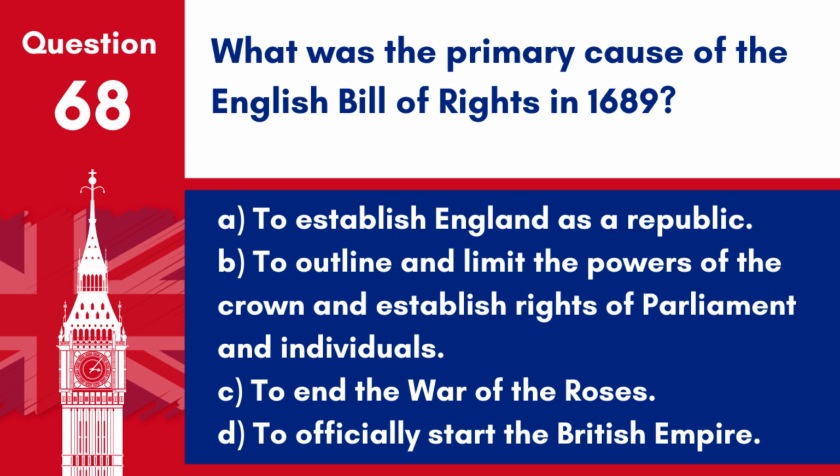Answer B. To outline and limit the powers of the Crown and establish rights of Parliament and individuals. The English Bill of Rights was a response to the conflicts and abuses of power by monarchs, solidifying the constitutional monarchy and setting out the rights of Parliament and principles of individual liberty.